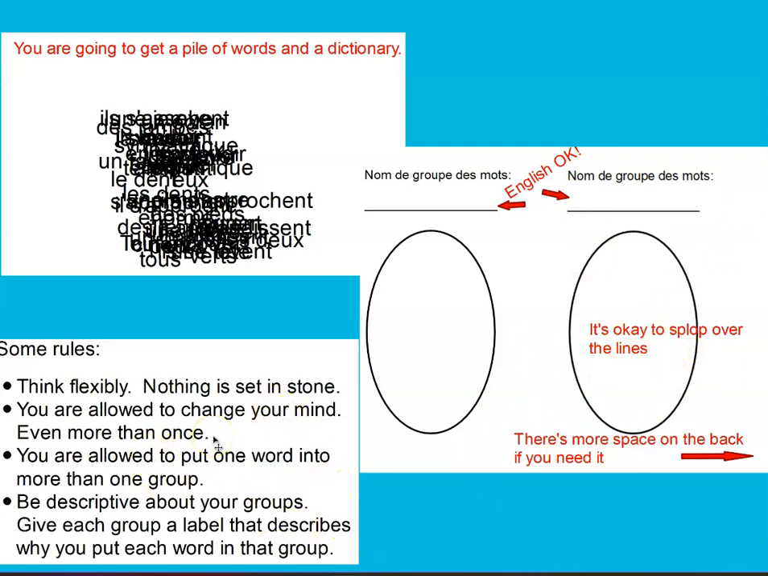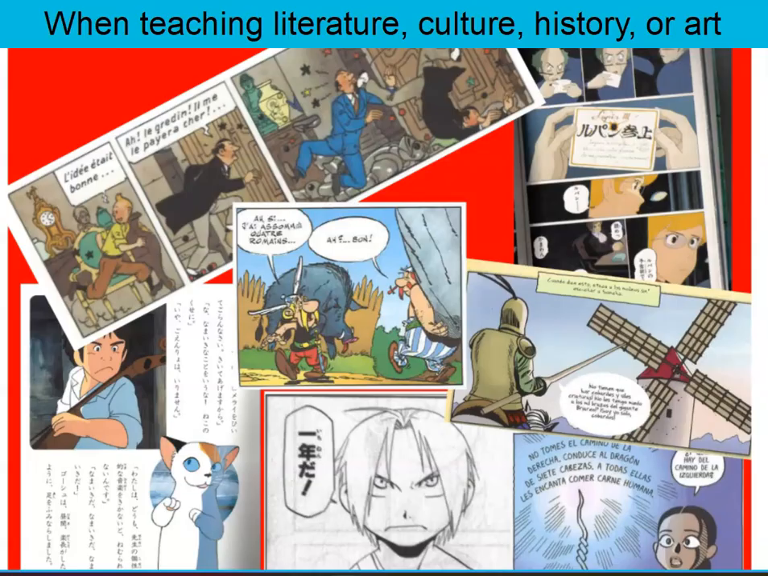I have to set out the rules, first of all. Nothing's set in stone. You can change your mind. Be flexible. You can put one word into more than one group. Be descriptive about your groups. You can't just say adjectives, okay? It's got to be really descriptive. Adjectives that describe the sky, okay? And give each group a label that describes why you put each word in that group. All right, so that's the setup if you're doing grammar.